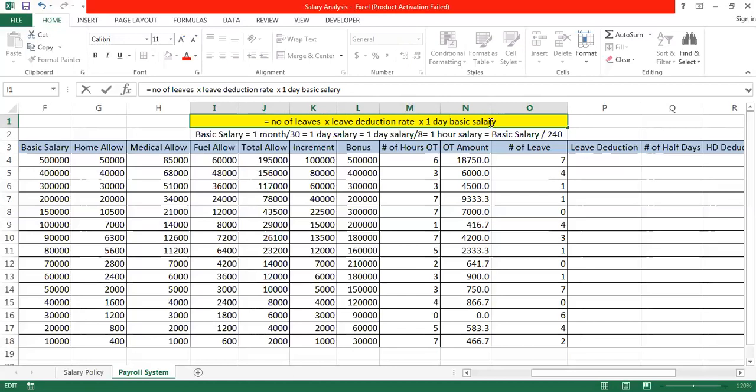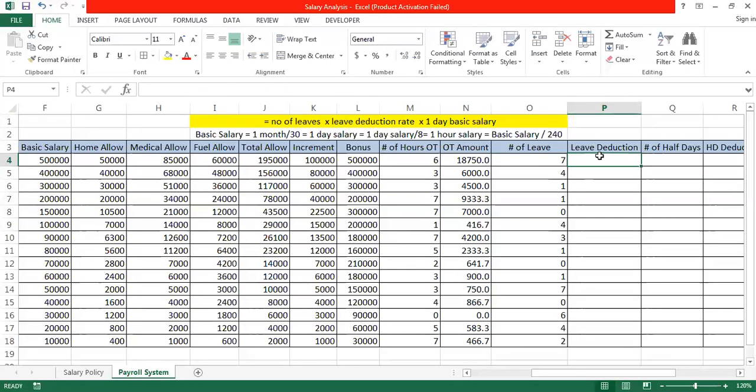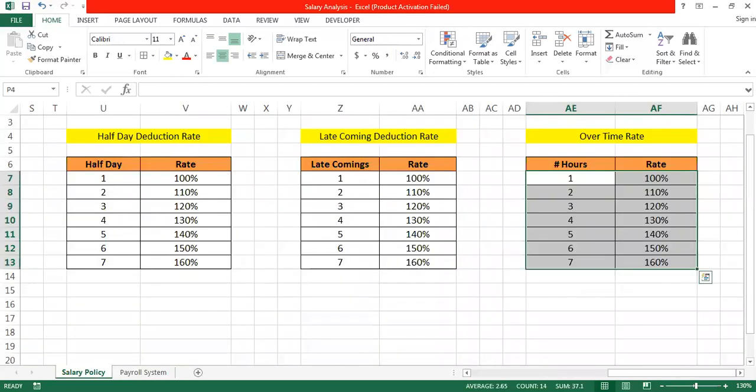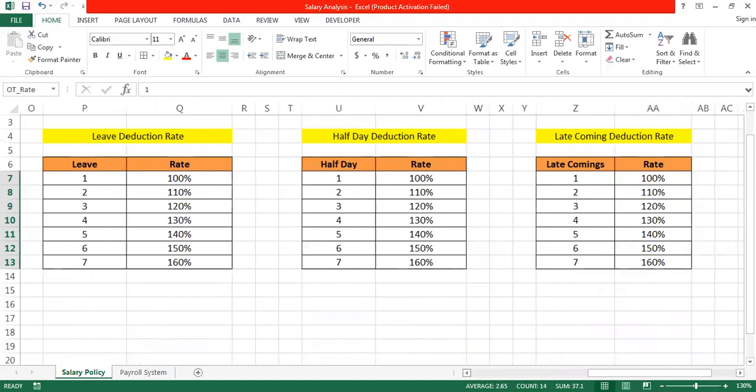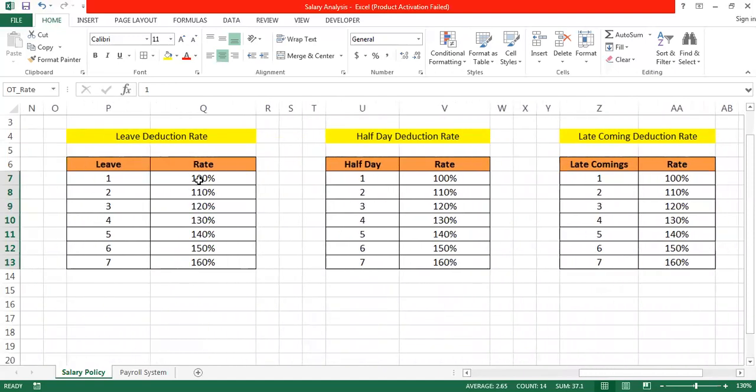So how can I calculate 1 day basic salary? That is basic salary divided by 30. You can see basic salary divided by 30 will give you 1 day basic salary. So in my formula, first I'm going to fetch the leave deduction rate from the salary policy table. You can see over here I have my leave reduction rate. For one leave 100%, for two leaves 110% salary is going to be deducted.